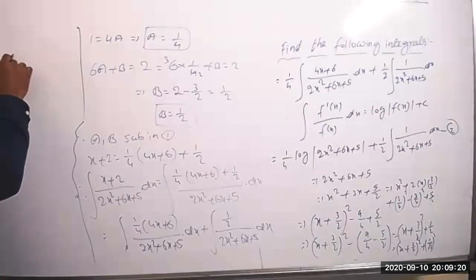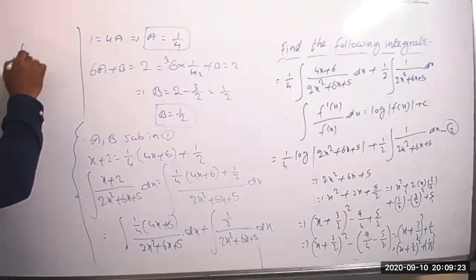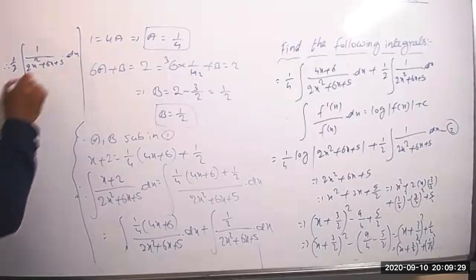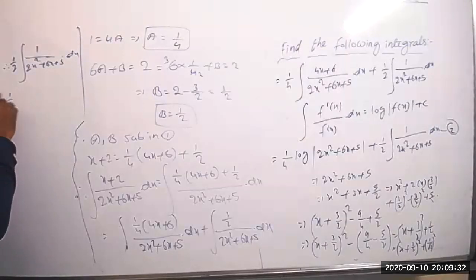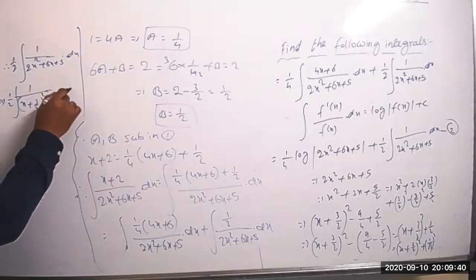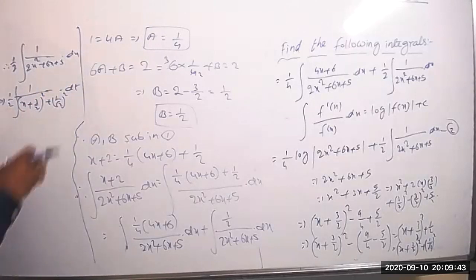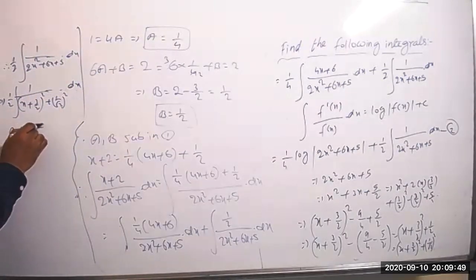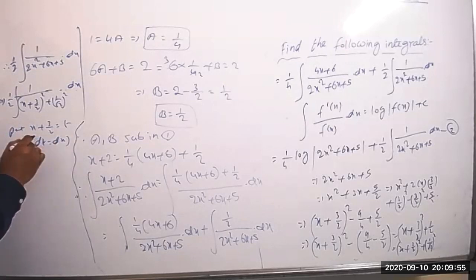So therefore, the integration of 1 by 2 into the integration of 1 by 2x square plus 6x plus 5 into dx is equal to 1 by 2 into the integration of 1 by x plus 3 by 2 whole square plus 1 by root 2 whole square into dx. Now you can take substitution, put x plus 3 by 2 equal to t. So here dt equal to dx we got now.